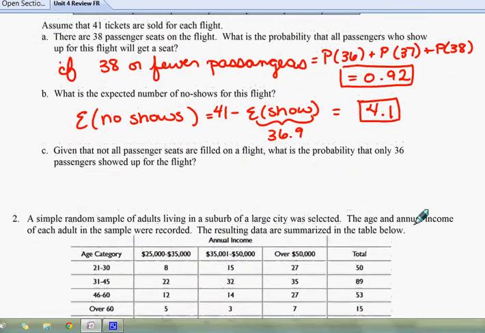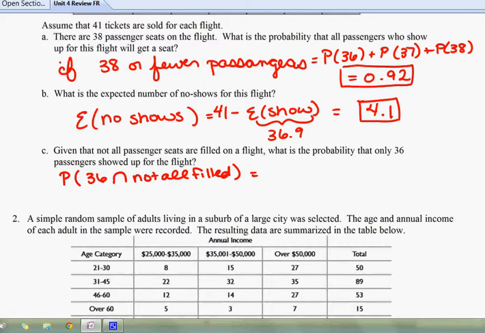Problem 1C says, given that not all passenger seats are filled on a flight, what's the probability that only 36 passengers showed? For a problem like this, whenever you have the given, it's the probability of both. So the probability of 36 passengers and the probability that they are not all filled, which is the probability of both, over the probability of the given.